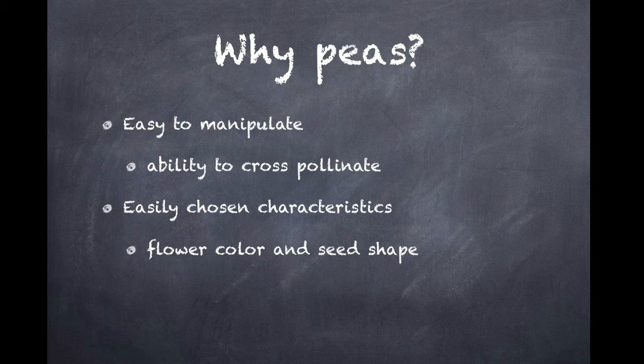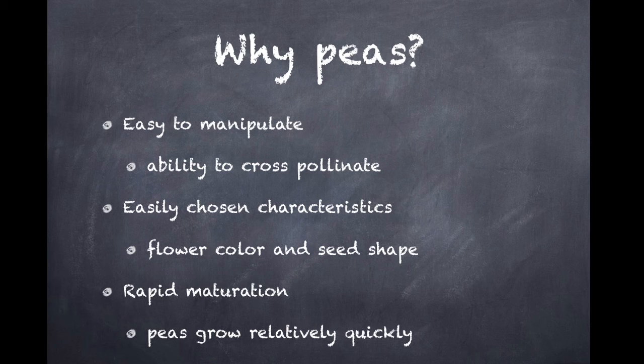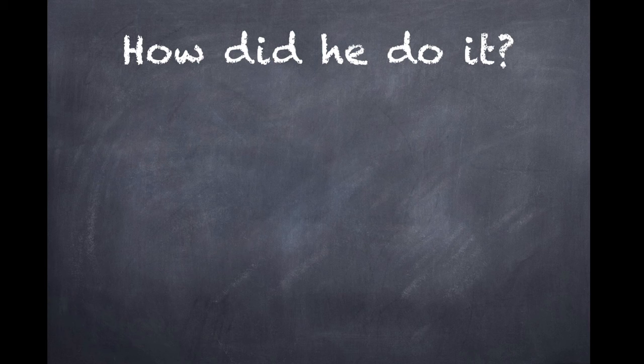Easily chosen characteristics. Again, we're looking at flower color. Purple and white were the two colors that he used. Also seed shape. There were wrinkly seeds and smooth round seeds. So super easy to focus on just those couple of traits. Plus, pea plants grow relatively quickly. Rapid maturation is a very important thing when you're trying to get work done and determine what the results of your cross-pollination are.